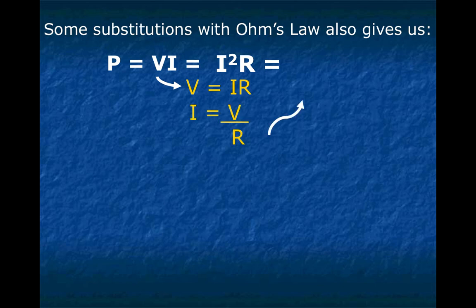If I rearrange Ohm's law and solve for I instead, and I take that I equals V over R and substitute that into P equals VI, I get P equals V times V over R, which simplifies to V squared over R. So you have three relationships for power. All three of these are on your reference table.